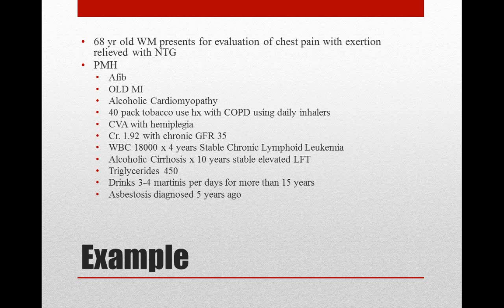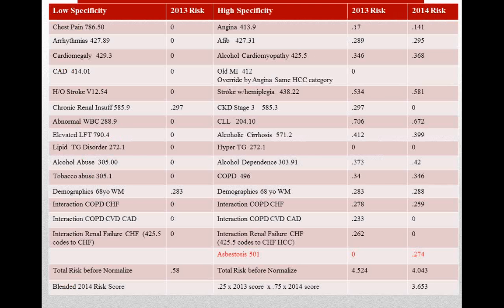68-year-old presents for evaluation of chest pain with exertion, relieved with nitroglycerin. Past history, AFib, old MI, alcoholic cardiomyopathy, COPD, 40-pack history of smoking, CVA with hemiplegia, creatinine chronically elevated, GFR low, has a white count of 18,000 for 4 years, stable CLL, alcoholic cirrhosis times 10 years, stable, the liver functions have been stable but have been elevated before, triglycerides are up, drinks 3 to 4 martinis a day for more than 15 years, and does have a history of asbestosis.